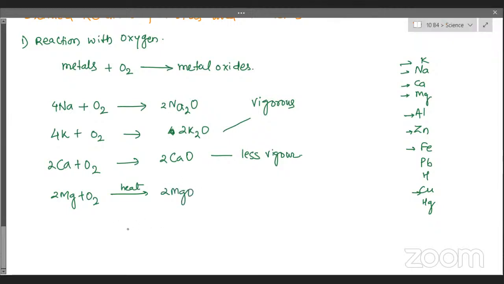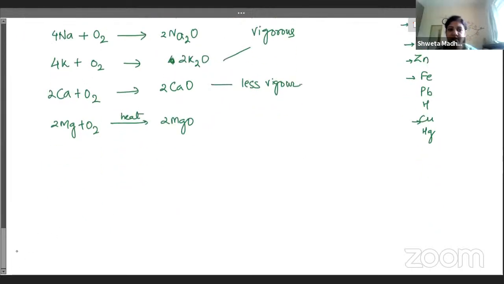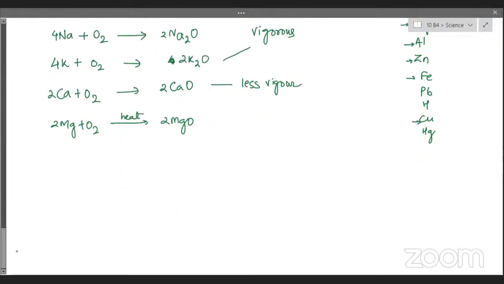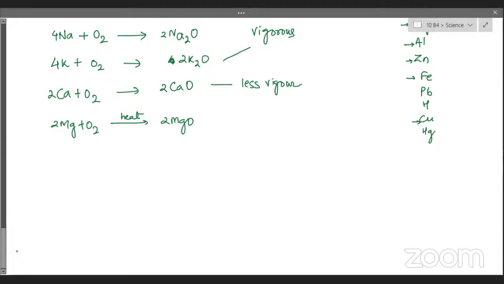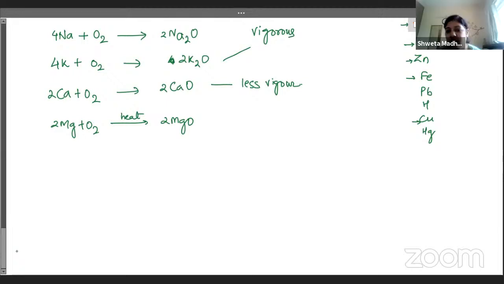Ma'am, but in the general atmosphere also it oxidizes, right? Yes, it oxidizes slowly. When the temperature increases, it will combine with oxygen slowly, atom by atom. This atom by atom combination is a very slow process that we call corrosion. But if we want the full magnesium to react and form magnesium oxide, we have to heat it. Then only it will combine with atmospheric oxygen and form magnesium oxide.